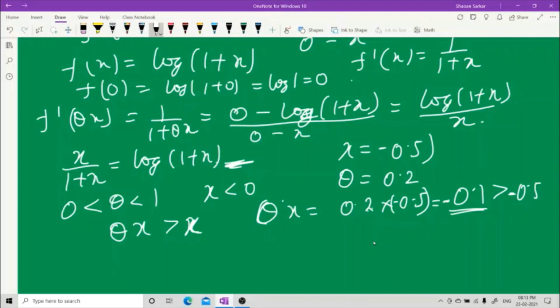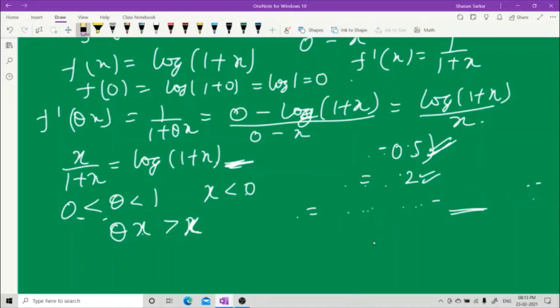Look, theta lies between 1 and 0, x is less than 0, theta x is greater than x. So x is equal to minus 0.5, theta is equal to 0.2 you take. So theta lies between 0 and 1, a positive value, x is a negative value less than 0 greater than minus 1. So theta x, 0.2 into minus 0.5, is minus 0.1, which is greater than minus 0.5. I hope this is understood. That's why this is greater than this.